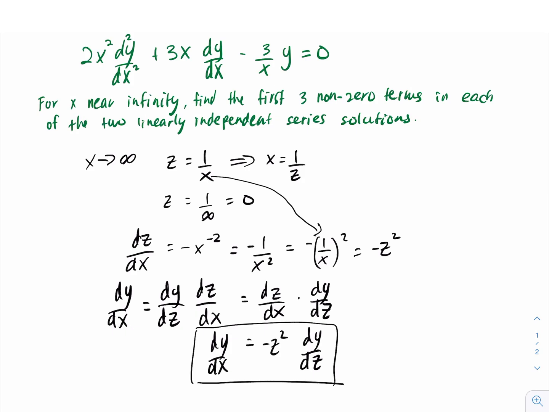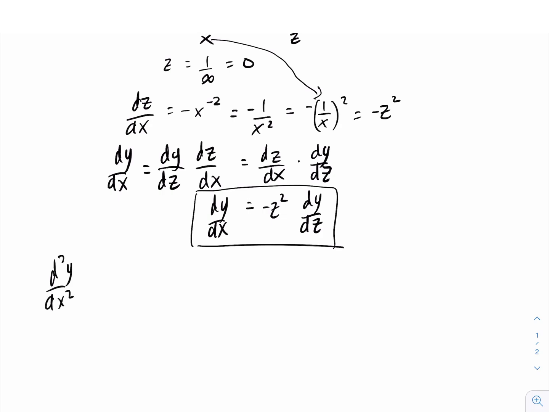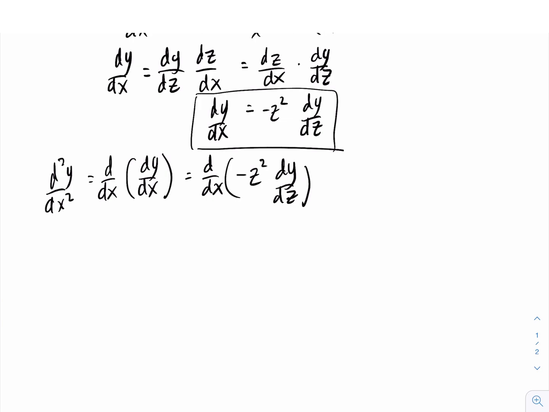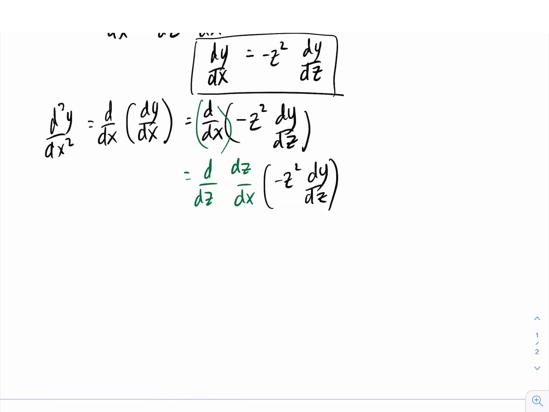Next, we want to find d²y/dx². To find d²y/dx², we have to differentiate dy/dx again with d/dx. So we know that our dy/dx, just now, is negative z squared dy/dz. Again, by using the chain rule, this d/dx here, we can write it down as d/dz times dz/dx, and then we want to differentiate. Since this is a product function, we have two functions, negative z squared and dy/dz, so we have to use the product rule.